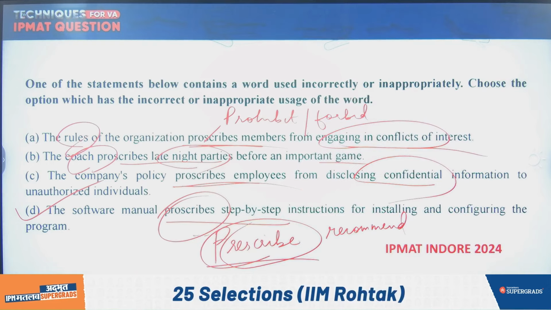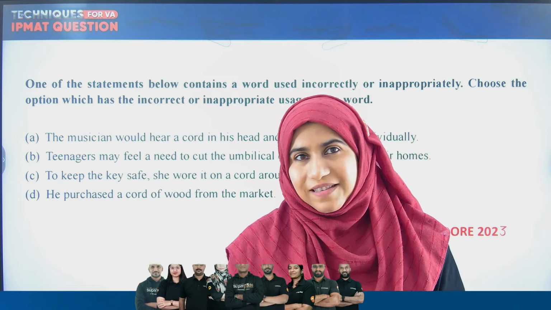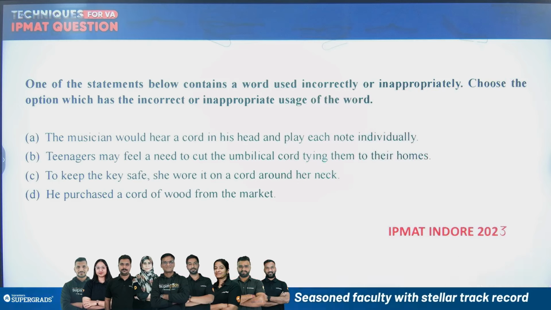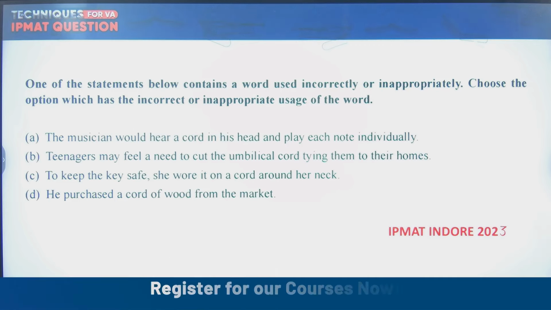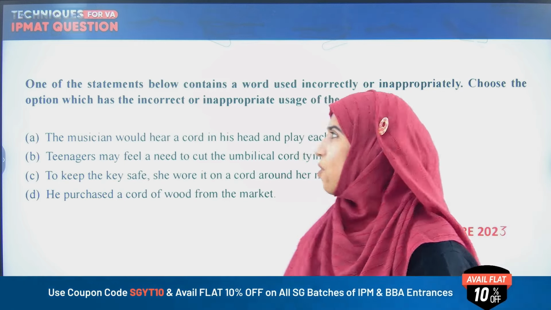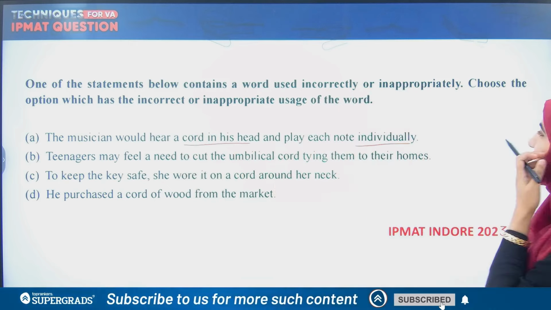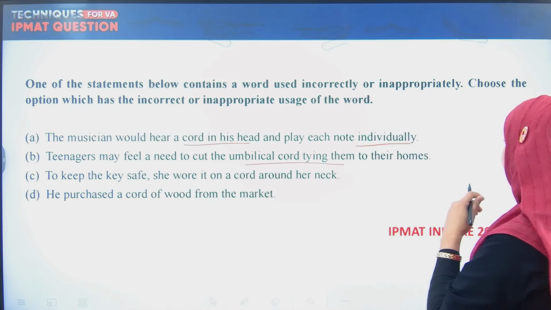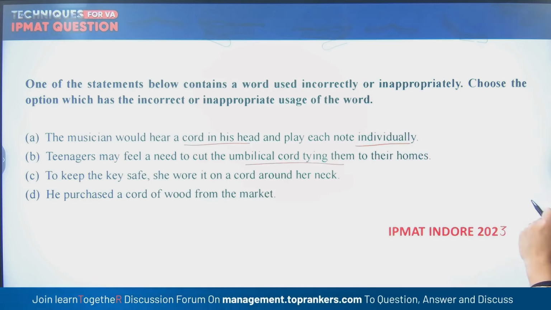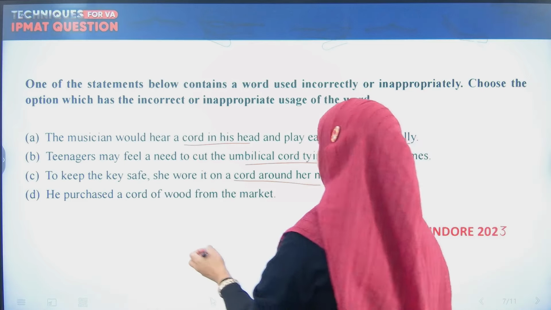And finally, we come to the last one so that we can actually perfect ourselves, right? We can hone this technique that we have just learned. Quickly try this out, students. Come on. Done? I think this was very easy. All right. The musician would hear a chord in his head and play each note individually. Teenagers may feel the need to cut the umbilical cord, tying them to their homes. To keep the key safe, he wore it on a cord around her neck. He purchased a cord of wood from the market.